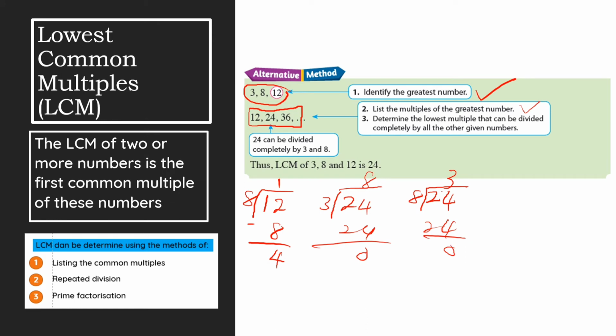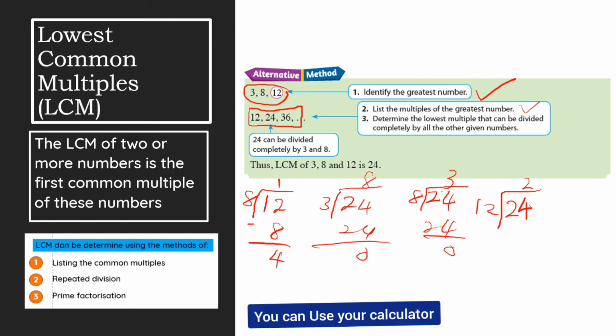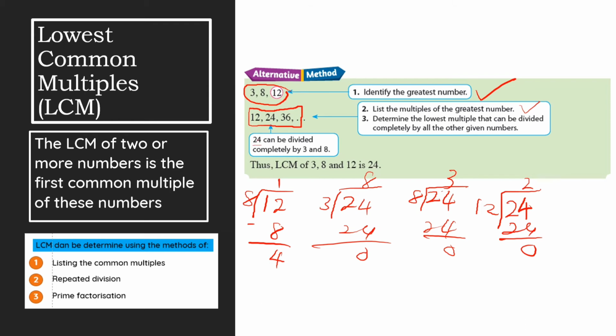Can 24 divide completely by 12? Okay, yes, 24 also can divide completely by 12. So that means 24 can be divided completely by 3, 8 and 12. Thus, the LCM of 3, 8, and 12 is 24.